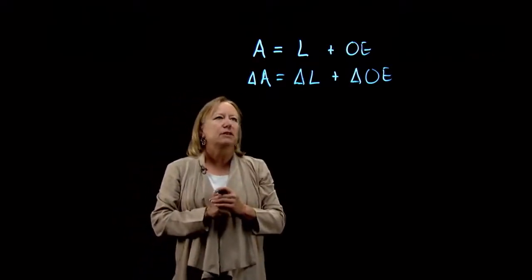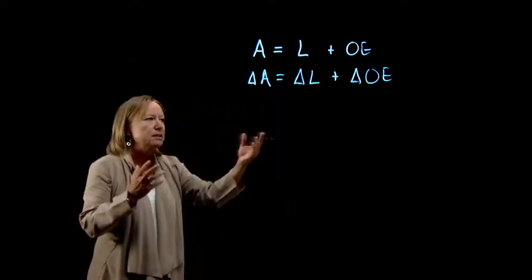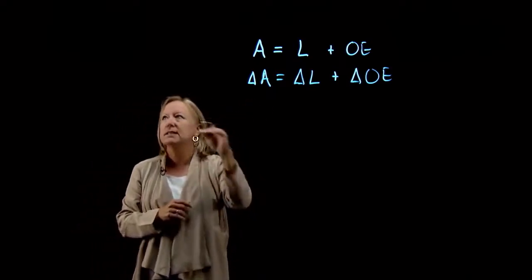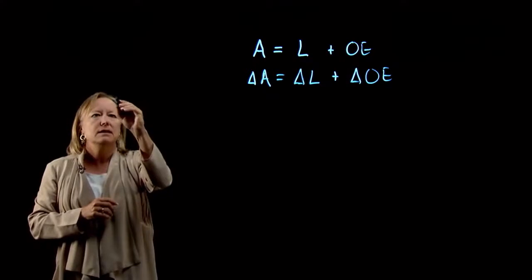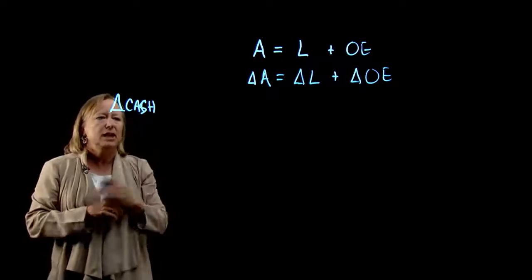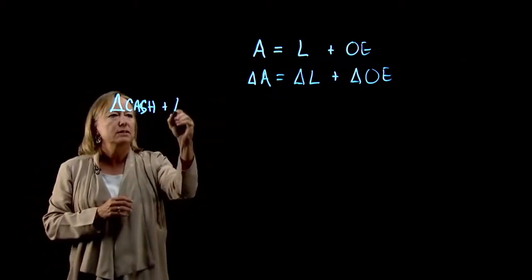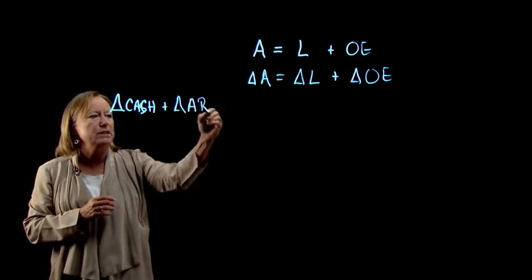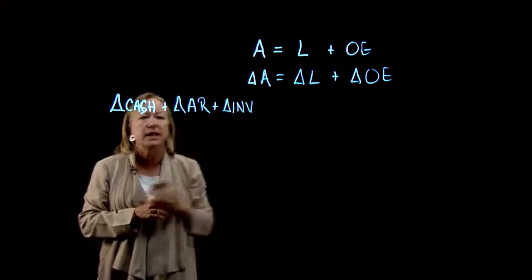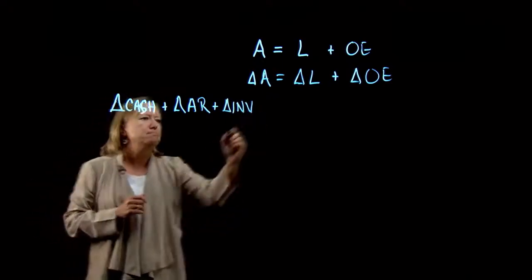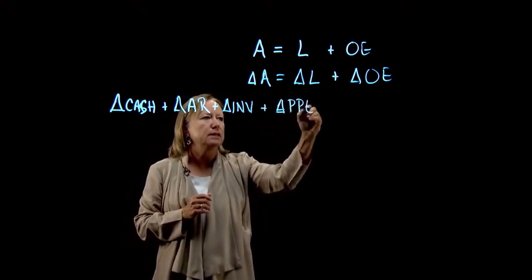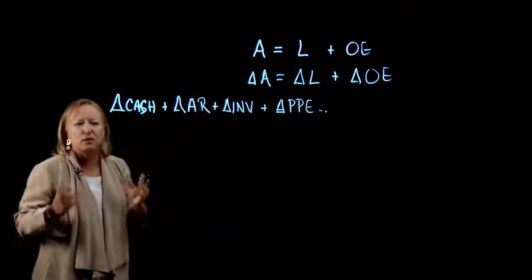We know about several different types of assets, several different types of liabilities, and several different owner's equity accounts. So let me add some detail to this. Let's list out some of the assets. Cash, change in cash, plus the change in accounts receivable, plus I think we've used inventory, change in inventory, plus the change in property, plant, and equipment. And I could list some more, but we'll stop there. Those are the ones that we've used the most.